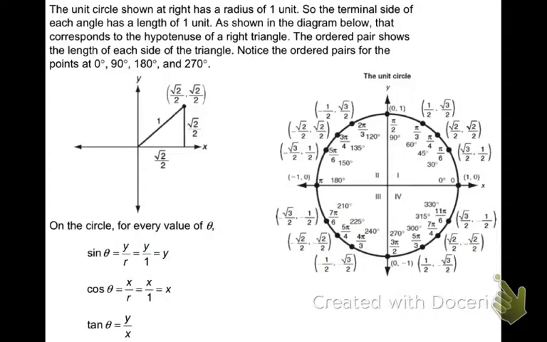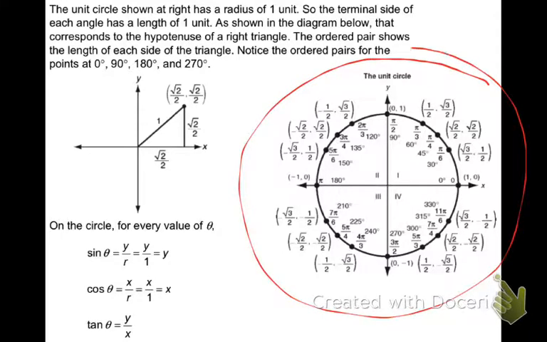Here's the next part. The unit circle. The unit circle shown on the right has a radius of 1 unit, so the terminal side of each angle has a length of 1 unit. Now, this is the unit circle used a lot of times in trig here. You will want to use this as a reference for everything we're doing here. Miss Fendel, I think, actually does have paper copies. If you need a paper copy, it'd be fine.